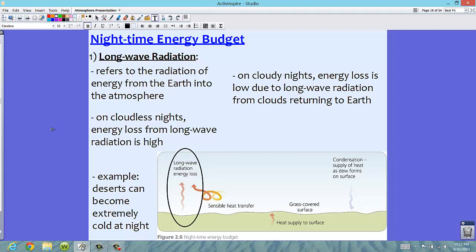So if you've ever noticed, on cloudy nights it tends to be a little bit warmer. On cloudless nights, it tends to be a little bit cooler, and that's because of that long wave radiation that's coming off of the surface of the Earth. Now, an example could be deserts. Even a desert such as the Great Basin out west, or the Sonora Desert, these are places that aren't necessarily considered deserts full of sand. But these places can become extremely cold at night because they're cloudless. All that energy that gets absorbed during the day gets lost at night due to long wave radiation. So long wave radiation is a huge loss, or it can be, at night.